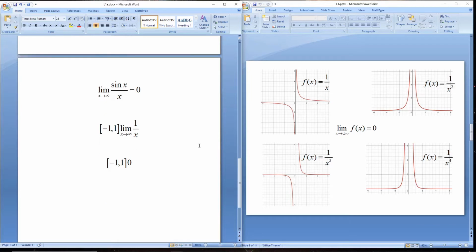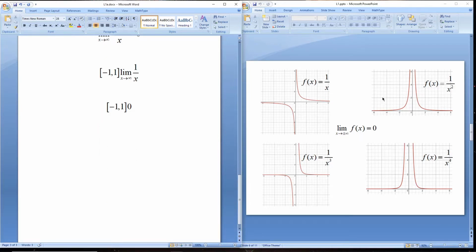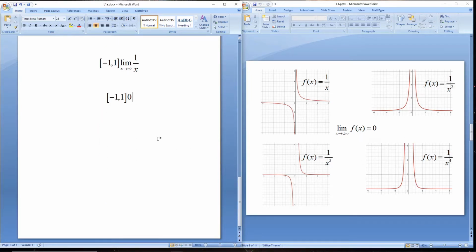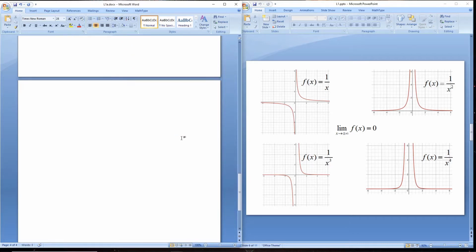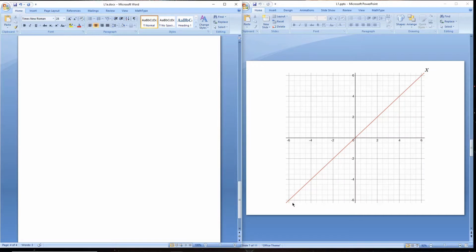So that was some problems just using the 1 over x over here. But there's something else that is also very useful, and that is dominant terms. And to talk about dominant terms, here is a graph of x. That's what it looks like. And here is x squared.